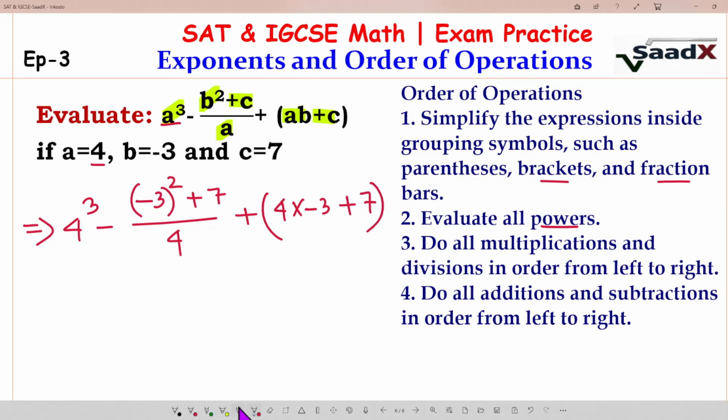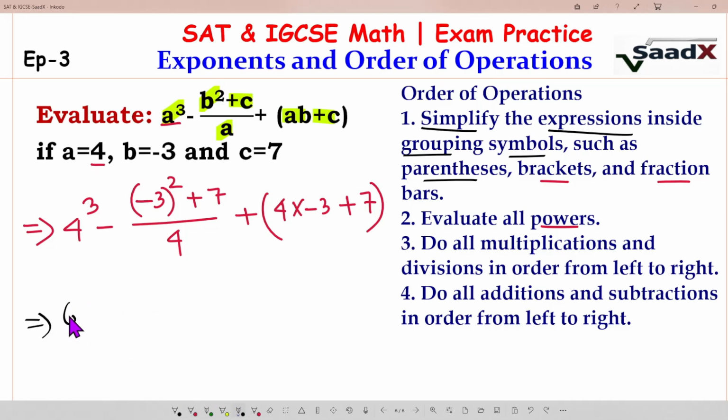Okay, now step by step we are going to simplify this. First, what do we have to do? We have to simplify the expressions inside grouping symbols, such as parentheses. So in this parenthesis, we have 4 cubed. 4 cubed we can write as 4 times 4, which is 16, and 16 times 4 is 64.